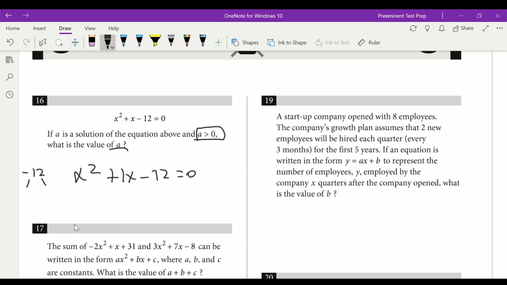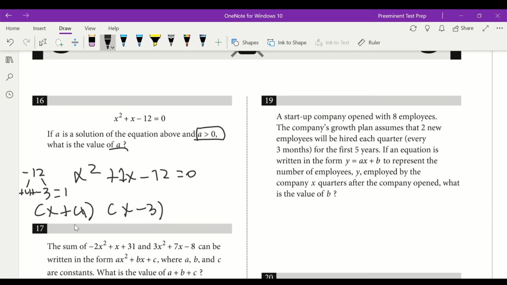So that's really a 1 there. It's not shown because it's just x, but you should just know. So we have negative 12. We need factors of it that add to 1. Well, that means I'm going to need negative 3 and then positive 4, because 4 minus 3 gives me 1. So now I can go ahead and write out my factors. I'm going to have x plus 4, and then I'm going to have x minus 3.